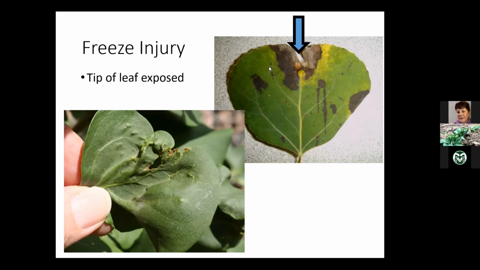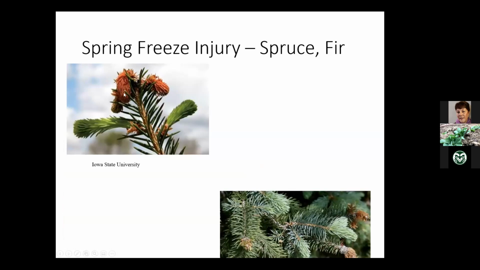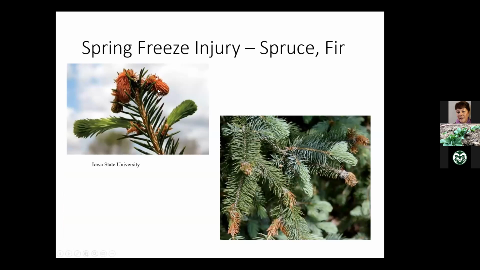So on spruce and fir and pine trees, we can look at spring freeze injury, and we'll see the new candles that are starting to come out. Some of them may be damaged by that spring freeze injury, but you can see there are other candles that are not damaged in this upper left-hand picture. And so consequently, we see, okay, it was a spot sort of freeze thing.